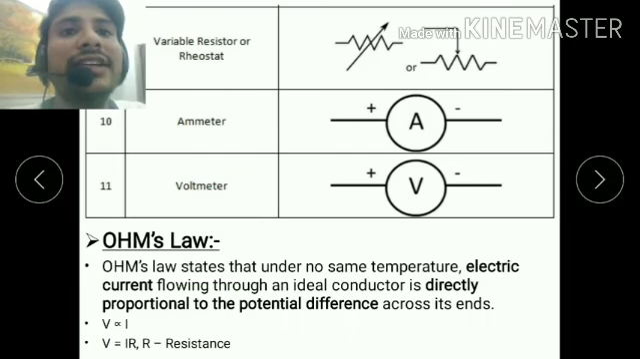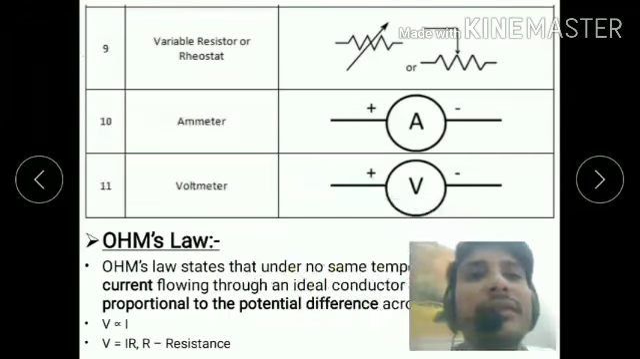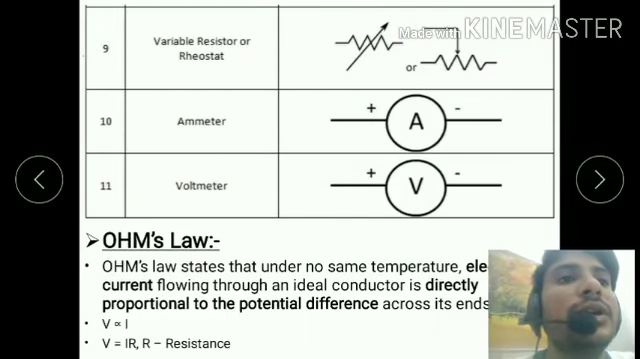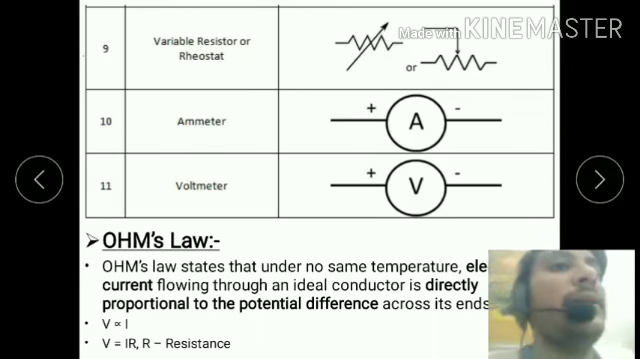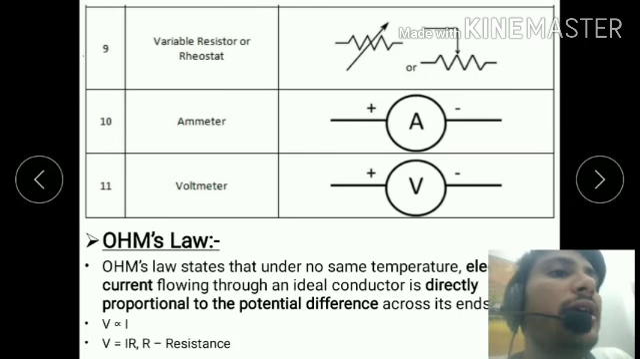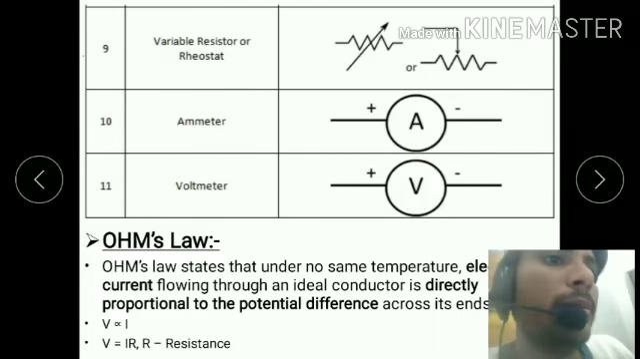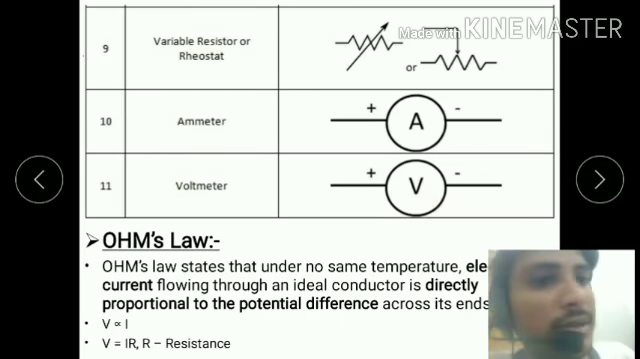The next one is a variable resistor, or rheostat. Okay, variable resistance. You can draw it like that or that. The ammeter is denoted by A, with plus and minus. The voltmeter is denoted by V in the circuit diagram.